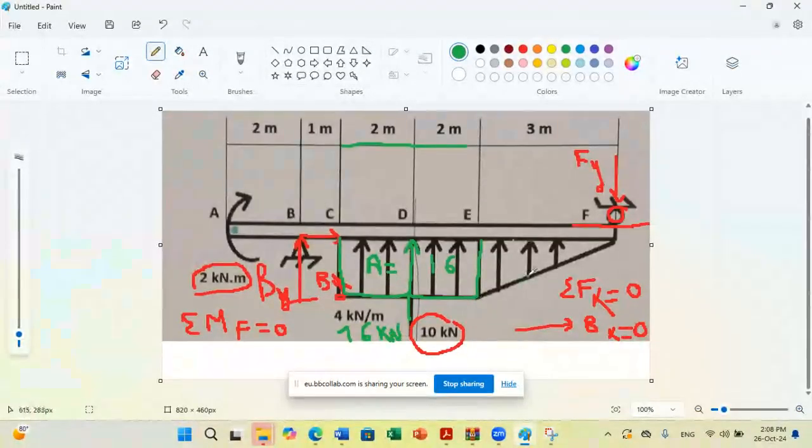And now for my triangle, same procedure. I calculate the area. So here, this is area 1. Area 2 is equal to 4 times 3 over 2, which is equal to 6 kilonewton.